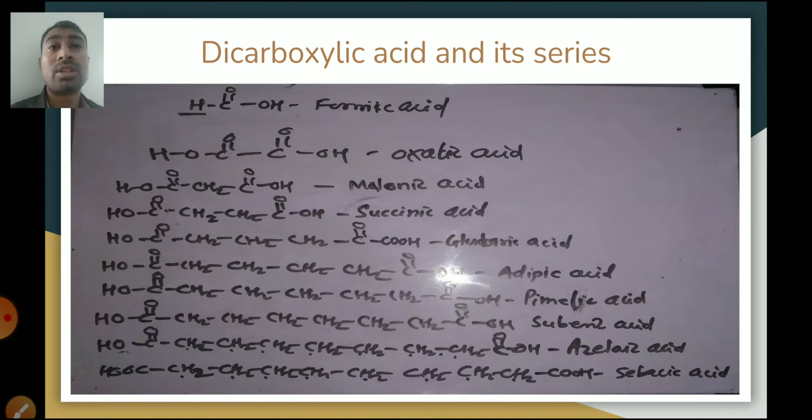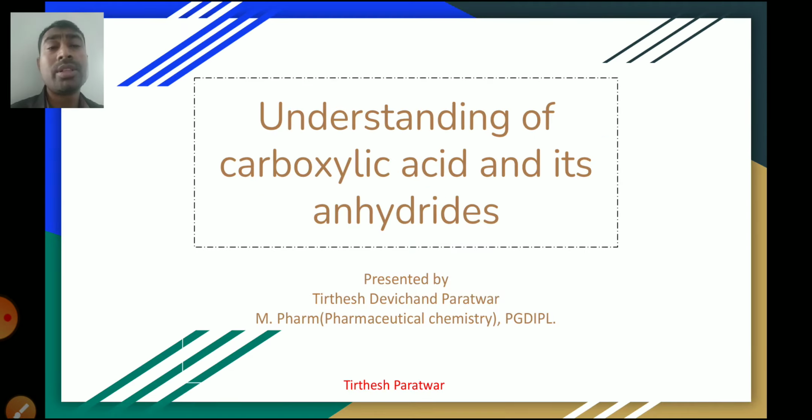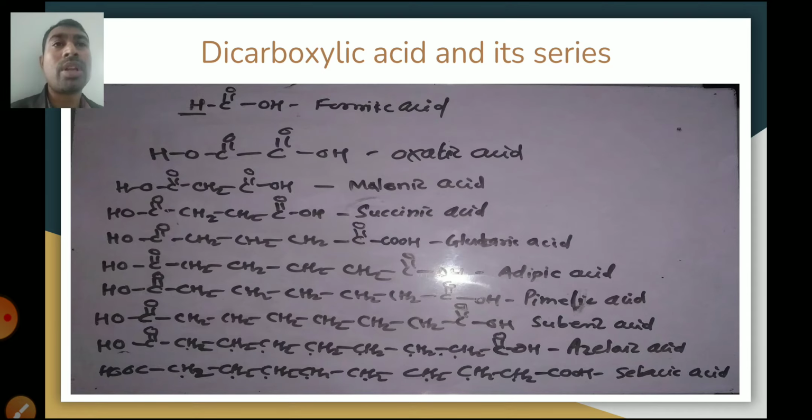So we will see first the dicarboxylic acids. This is a series for the basic chemistry, and understanding the carboxylic acids is nothing but the series of basic facts of chemistry. We will see the dicarboxylic acids first, because dicarboxylic acids are normally utilized in the body. Many acids are there: adipic acid, glutaric acid, salicylic acid. Among them we are utilizing that one.